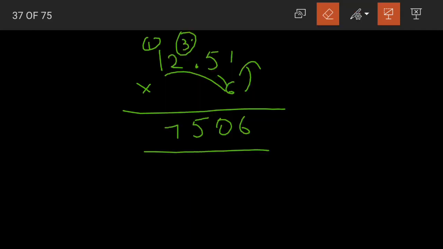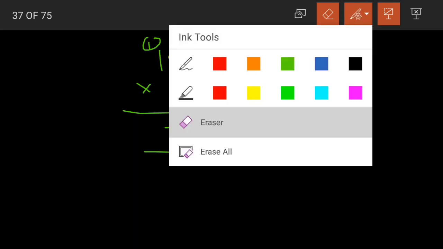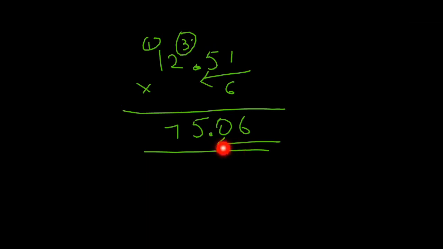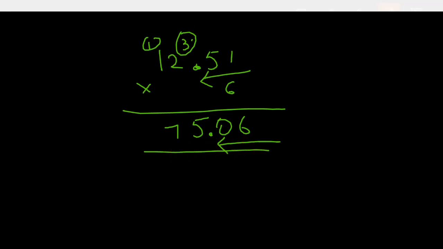But after multiplying, what should we do? We should put our point. Yes, after 2 digits from the right, we are having our decimal point. So even in the product, after 2 digits from the right, we'll place our decimal point.